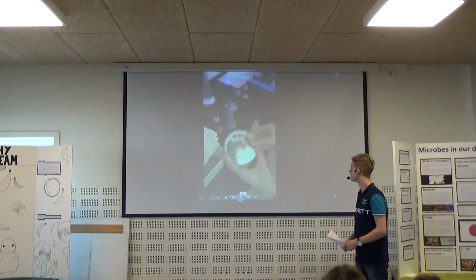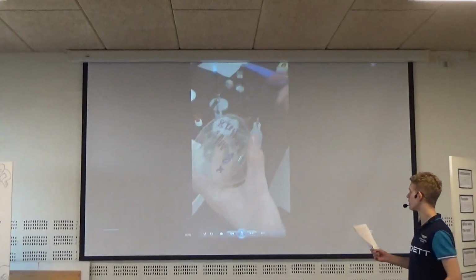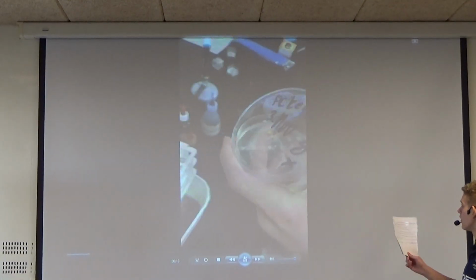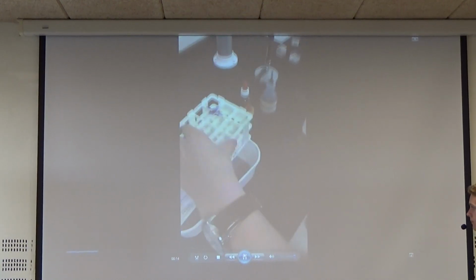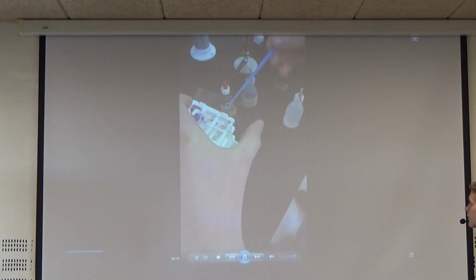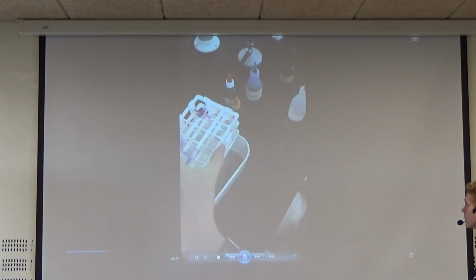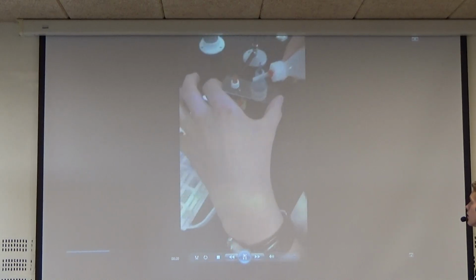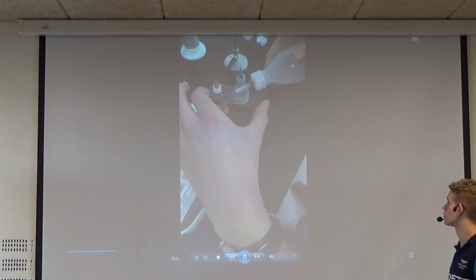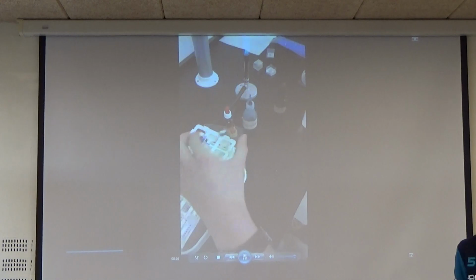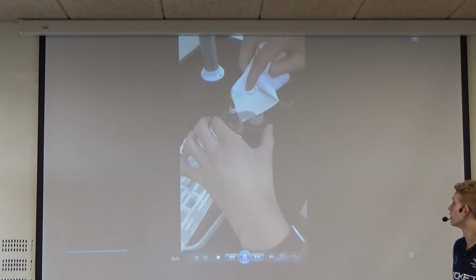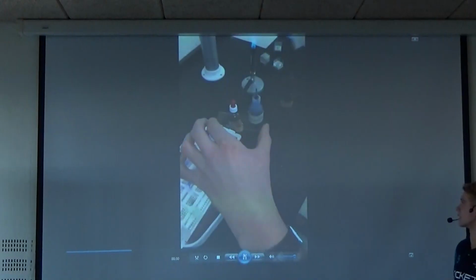So here we have our slides. Now I transfer some of the bacteria, I think it's E. coli, over onto the slides. Now I put a few drops of water onto the slide to make it stay there. And now I dry it up again.